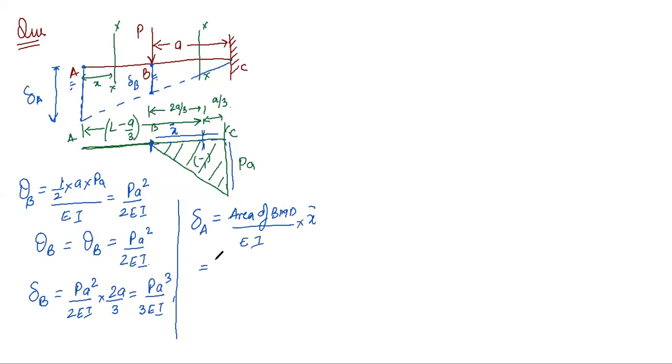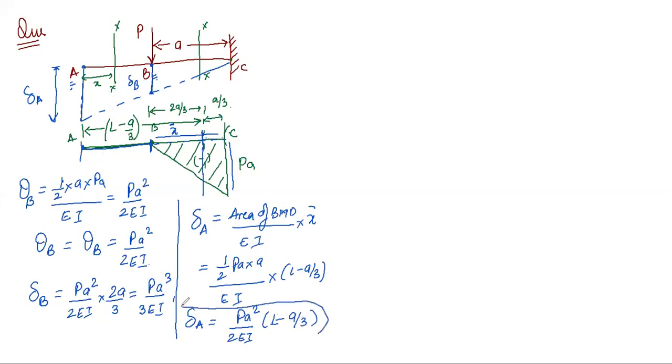A simple condition. Now just tell me one thing, the area from A to B is 0, yes. The area from B to C we can write here, that is defined as half the value of PA into A upon EI into x bar. Now what is x bar? x bar is a distance that you have to consider from the non-zero slope. So what is the distance from here to here? If the total distance is L, subtract A by 3 from L, so it means this is defined as L minus A by 3. So your deflection at A is defined as PA square upon 2EI into L minus A by 3. So this is the required deflection at A point.